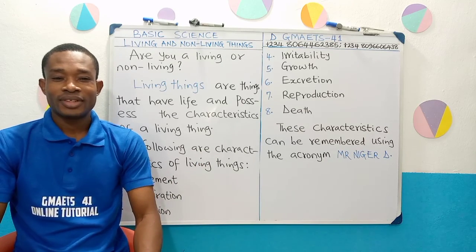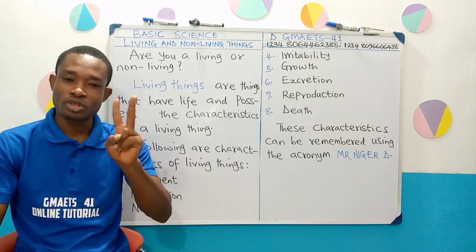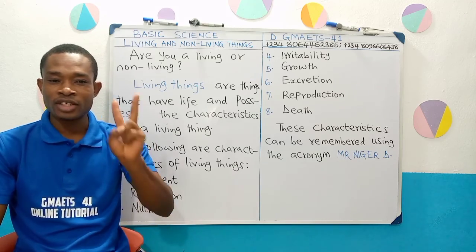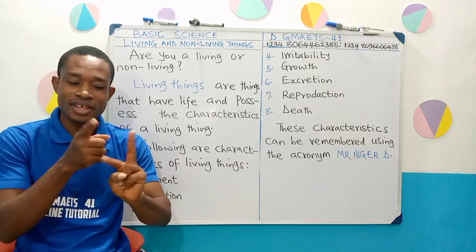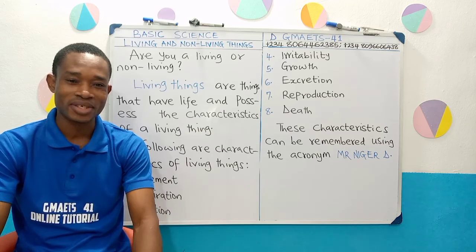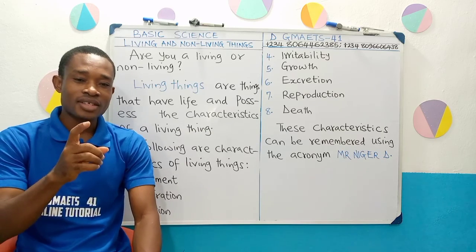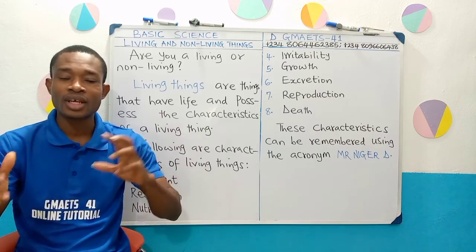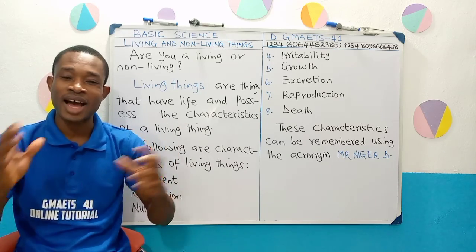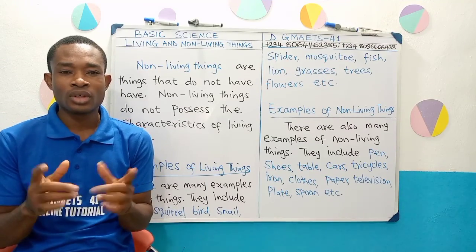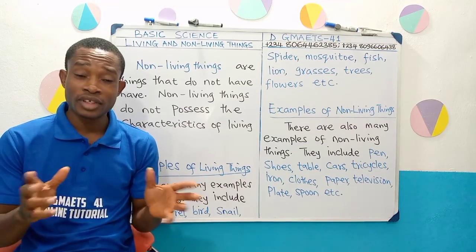Now, living things are classified into 2. I would like you to write this down. Living things are classified into 2. One is plants, the other is animals. So plants and animals are living things. Next, I will be teaching you about non-living things. Then we will now look at the examples of living things and non-living things. We are going to learn about non-living things.